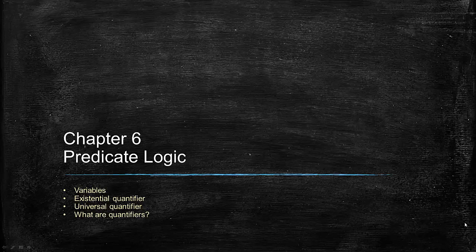All right, so we've learned about predicates and names. So now we're going to introduce the idea of a variable and then the idea of a quantifier, talk about existential and universal quantifiers, and then we'll reflect briefly at the end on what a quantifier really is.